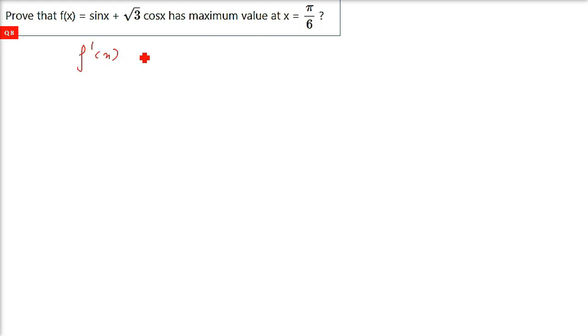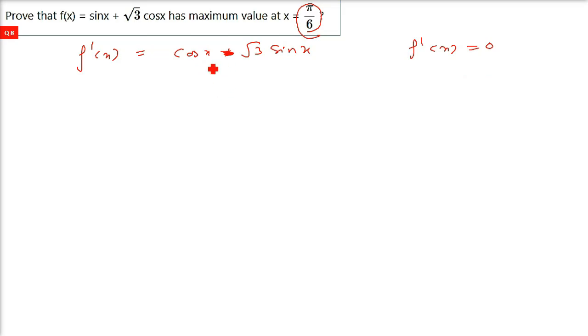f x is there, just take the differentiation f dash x. When you take the f dash x, it will be cos x, and the derivative of cos x will be minus sin x, so cos x minus root 3 sin x. Now the second step is to place f dash x equals to 0. Now it is already given in the question that x is equal to pi by 6. This is the critical point already being given, and it is already given that it will give you the maximum value.